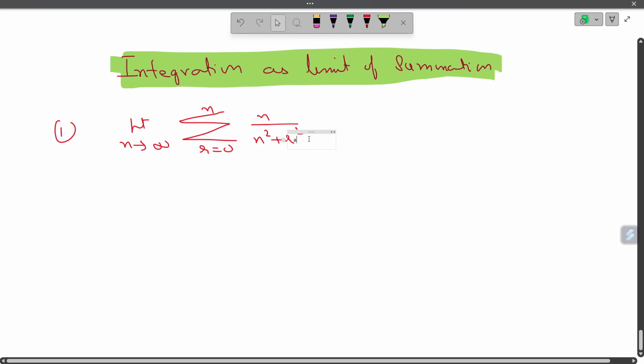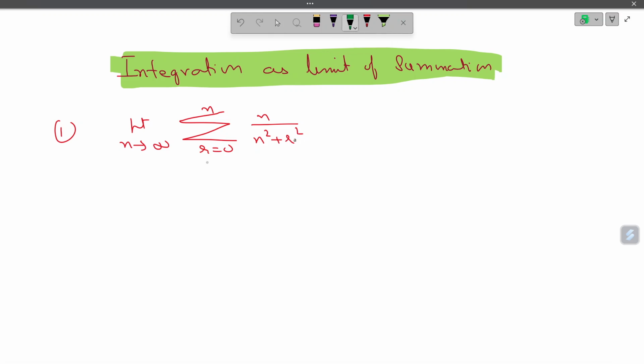Hi everyone, today we'll discuss integration as the limit of the sum. So this problem is given for us. Let's go.